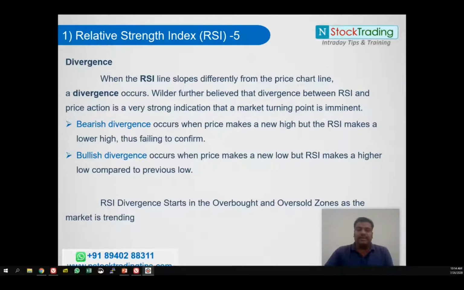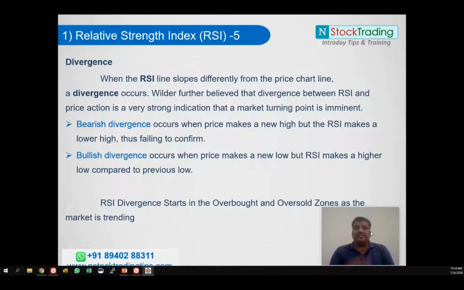All right. Now, I was telling about divergence. We need to know this. I'll show you some examples, but first I'm explaining what it is. Divergence is when the price moves up and RSI typically moves down. This is a divergence because they are varying. They are not in the same direction. It can be a bearish divergence or a bullish divergence.